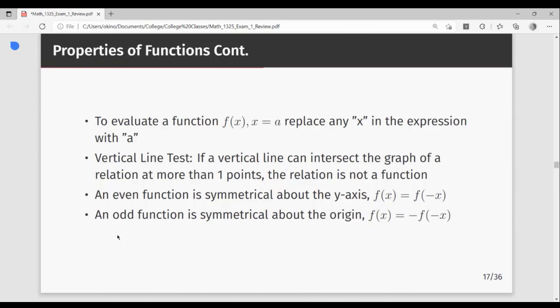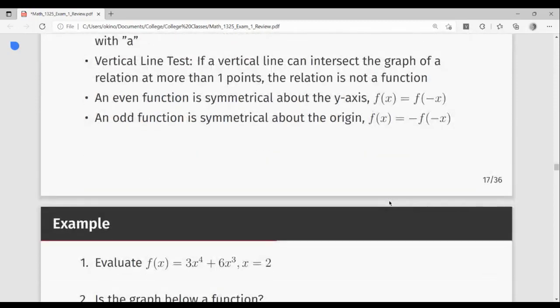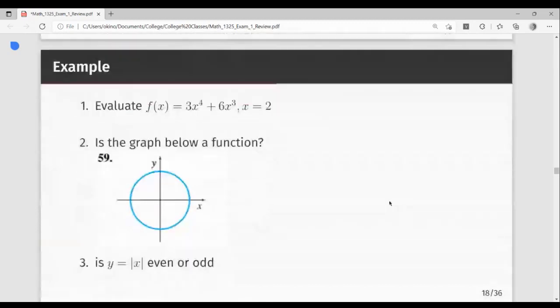Now for even and odd functions, we're just looking at how they're symmetrical. An even function is symmetrical with respect to the y-axis, and this is the mathematical definition, right? f(x) is the same as f(-x). And an odd function is symmetrical about the origin, or f(x) is equal to negative f of negative x.